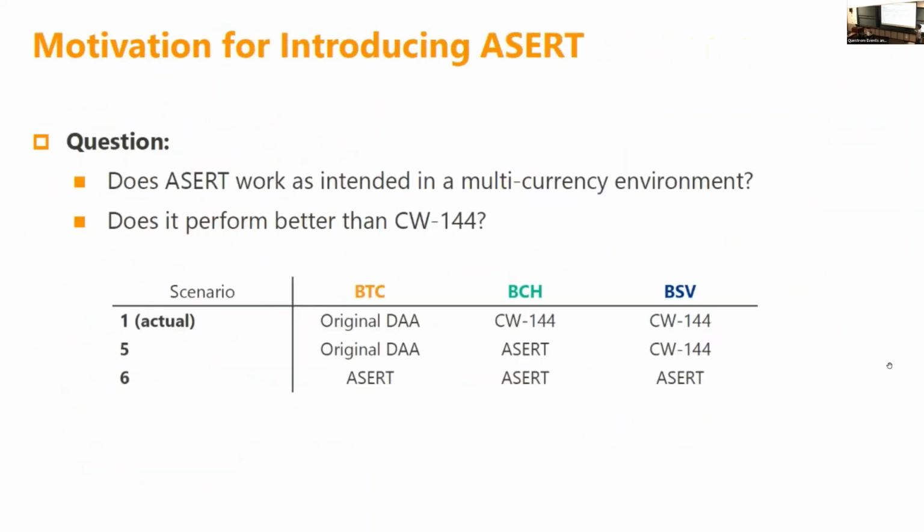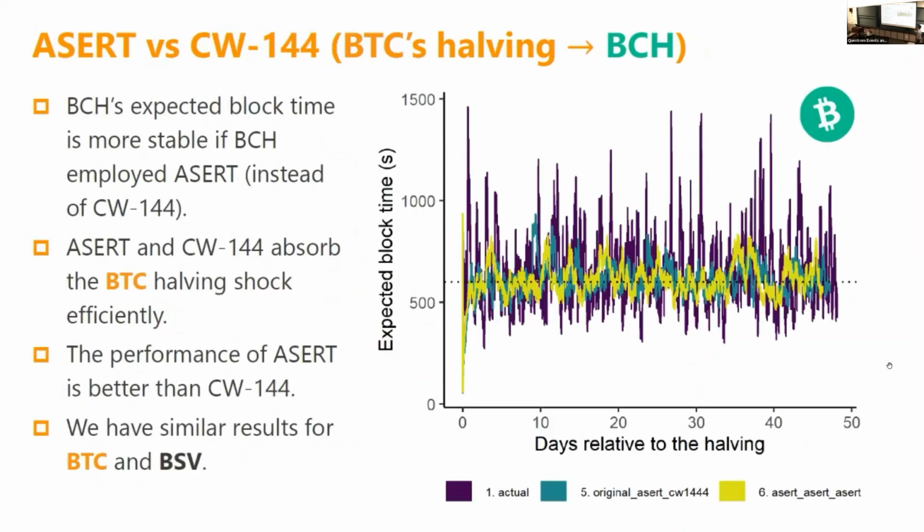Okay, so basically another thing I showed is that ASSERT is even more efficient than chain work 144. This purple line represents the Bitcoin Cash block time when chain work 144 is used, and the yellow and the green line shows the case under which ASSERT is used. So the expected block time is much less, much more stable when ASSERT is introduced.